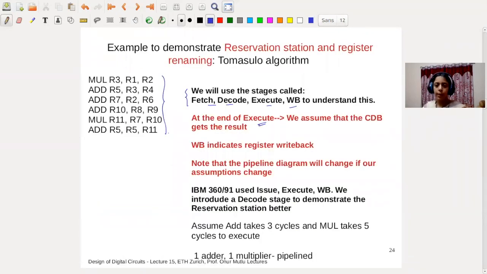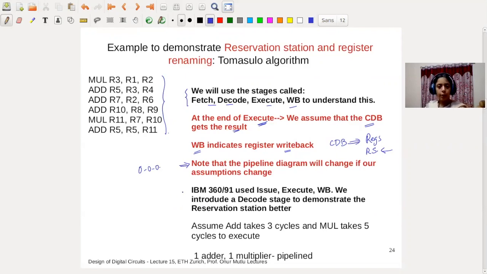The assumption is that after execute, the data bus, or the CDB, the common data bus, gets the result. By write back, we mean register write back. So basically from the CDB, the results are written back to the registers as well as to the reservation station. So we'll see why it's written to the reservation station and so on. Now, if our assumptions change, our pipeline diagram is going to change. So we are going to now demonstrate how to write a pipeline diagram to demonstrate out of order execution. So based on these assumptions, I'm going to show how this pipeline diagram will work.